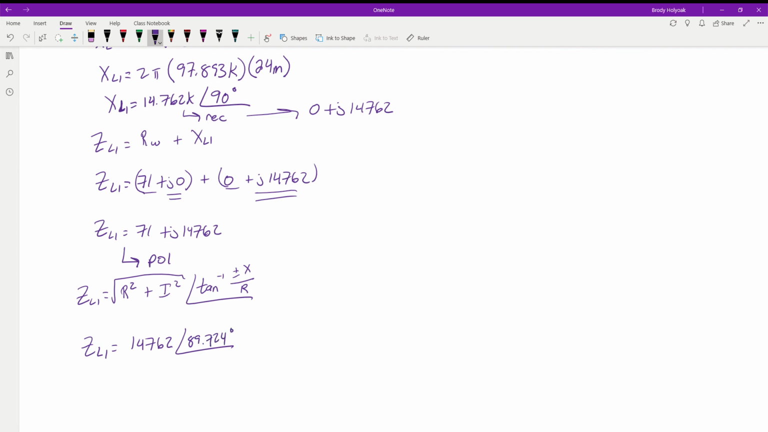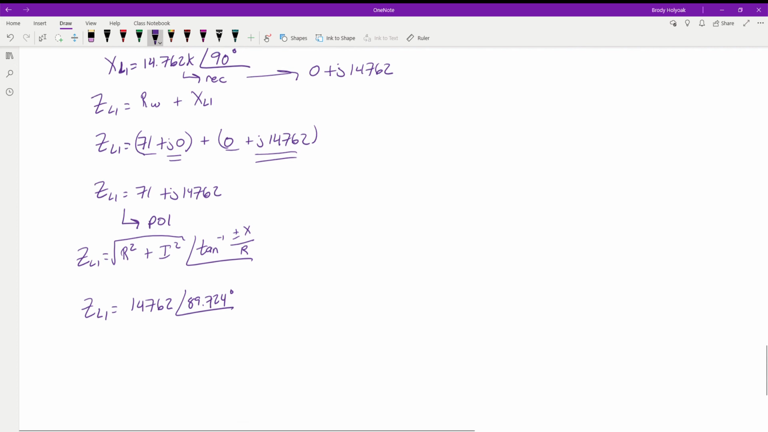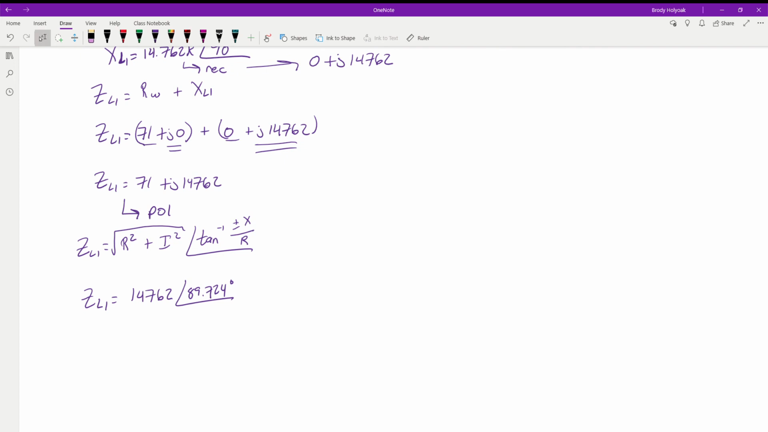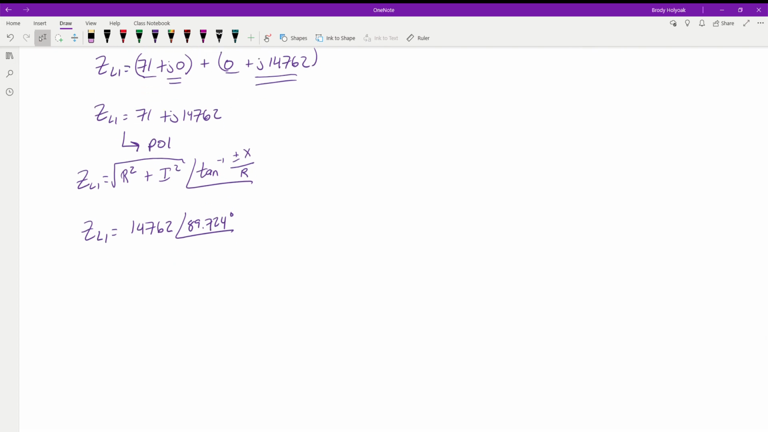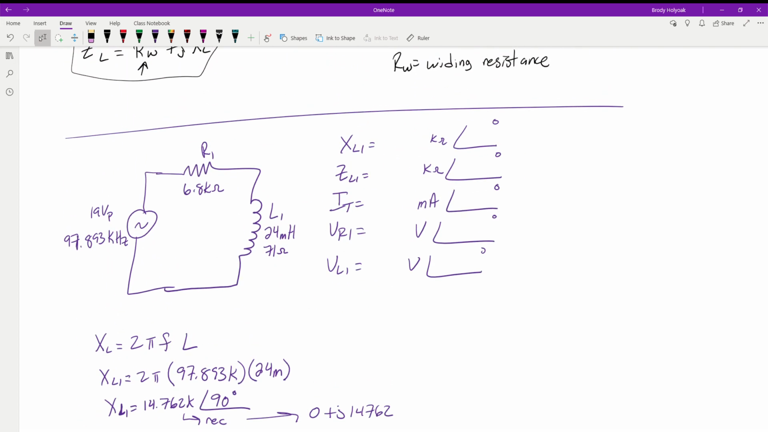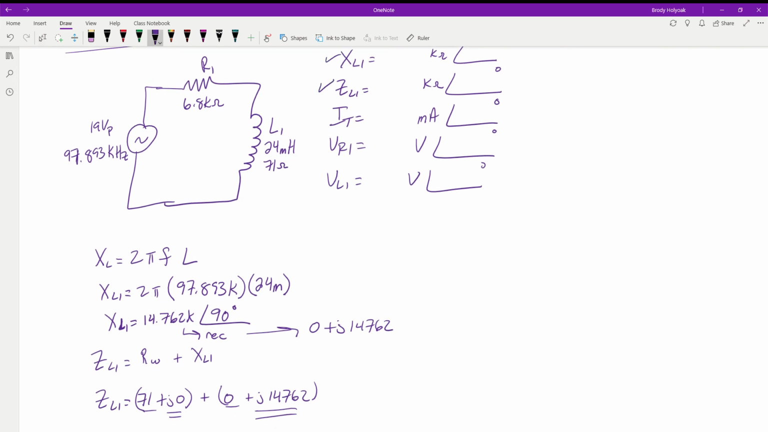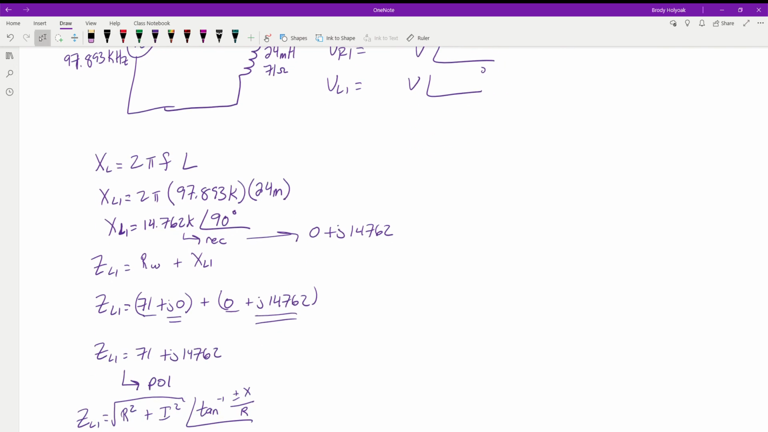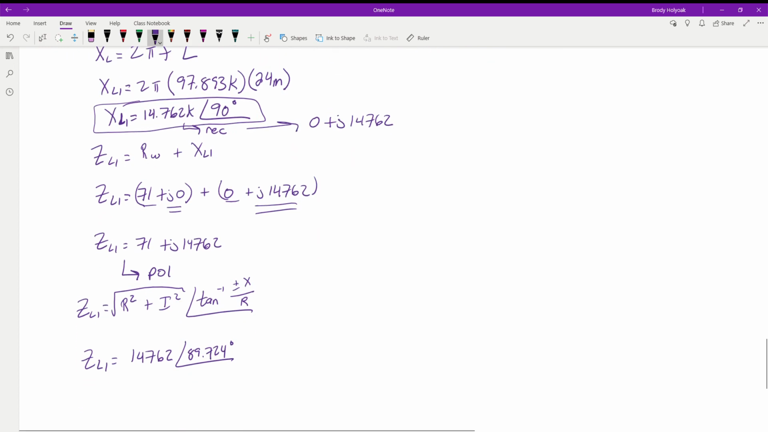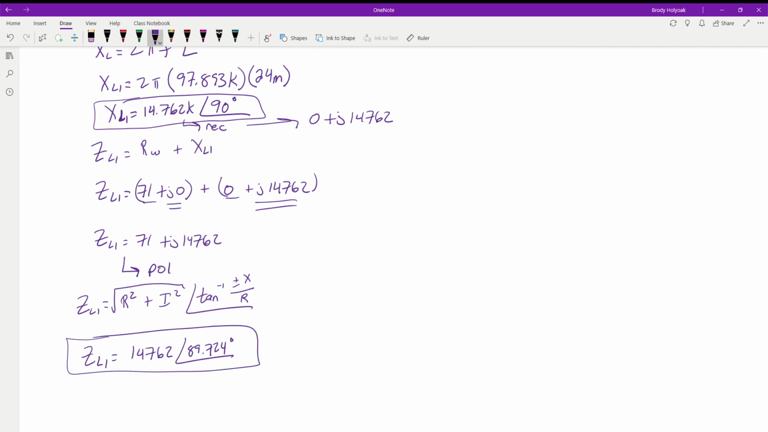14,762 at an angle of 89.724 degrees. Now, this has changed from 90 a little bit because, again, remember, we have a tiny bit of resistance that we have to account for, but we're not going to see 0.3 degrees on our scope unless we zoom in way far. So we know it's pretty much going to be at 90 degrees, but we still have to take it into account to make sure that we're as accurate as possible. So now we have these first two values. We have our X of L1, and we have our impedance for L1.